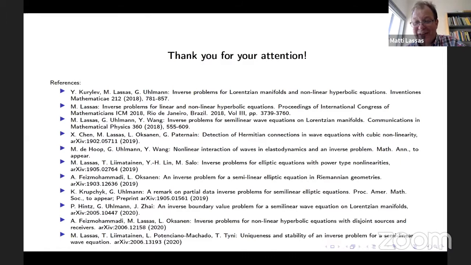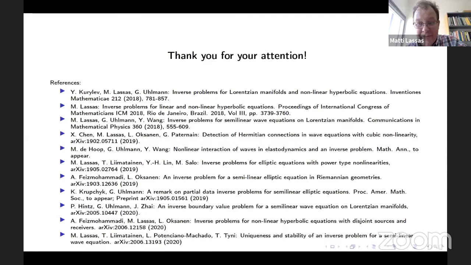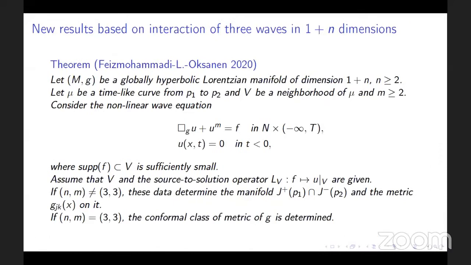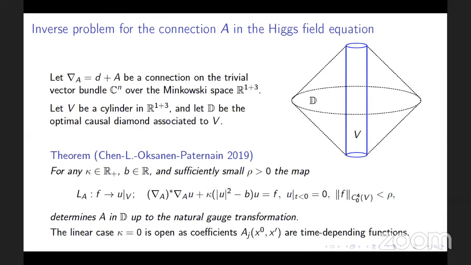Actually, I do have a question now. I was wondering, because at some point in the talk you said that the linear problem is still open, and there was some parameter kappa that was controlling the size of the nonlinearity. What happens when you take kappa to be very, very small? What happens with the continuity between the nonlinear and the linear problem? What breaks?